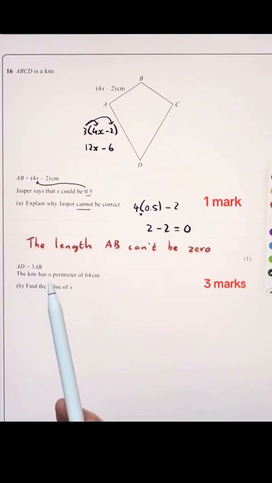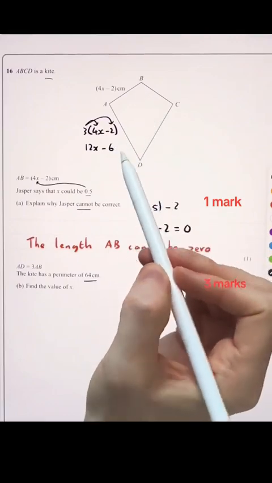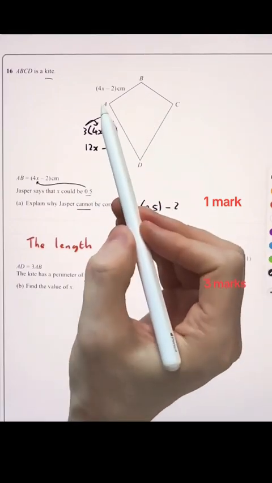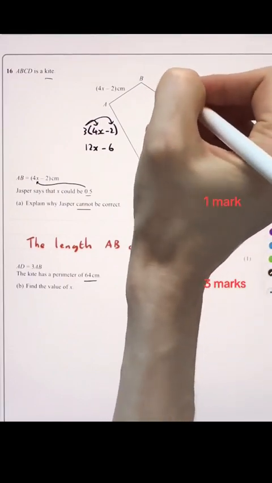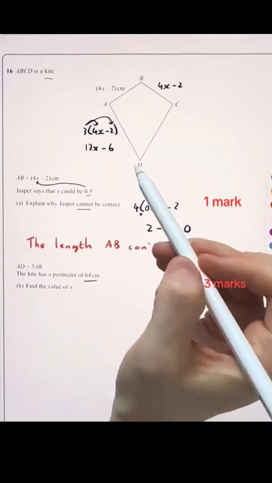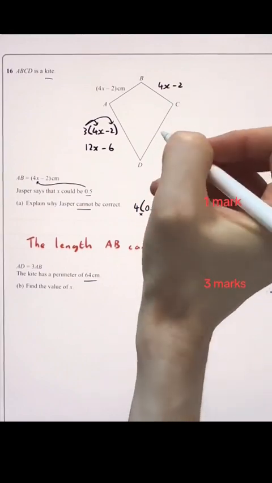We're told the kite has a perimeter of 64 centimeters, and we're asked to find the value of x. As it's a kite, we know its 2 pairs of adjacent sides are equal. Therefore, if AB is 4x minus 2, then the length BC is also going to be 4x minus 2. If the length AD is 12x minus 6, then the length of DC is also going to be 12x minus 6.